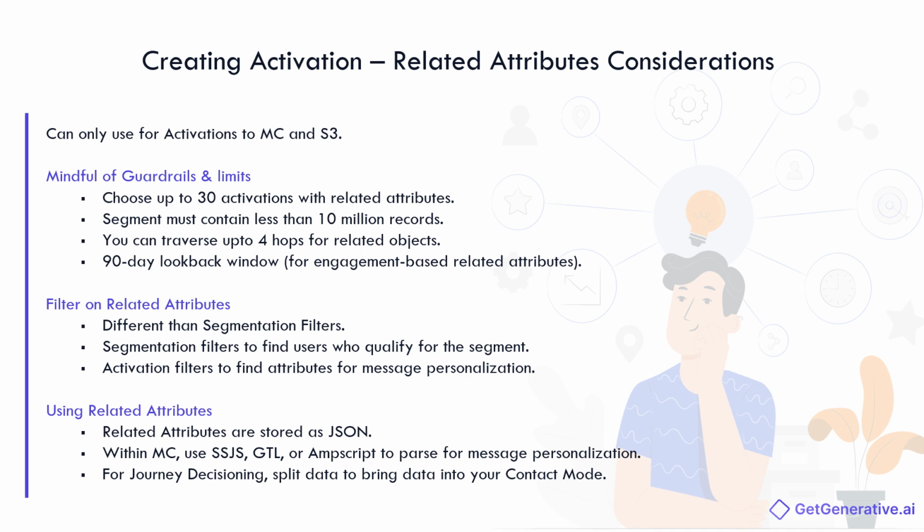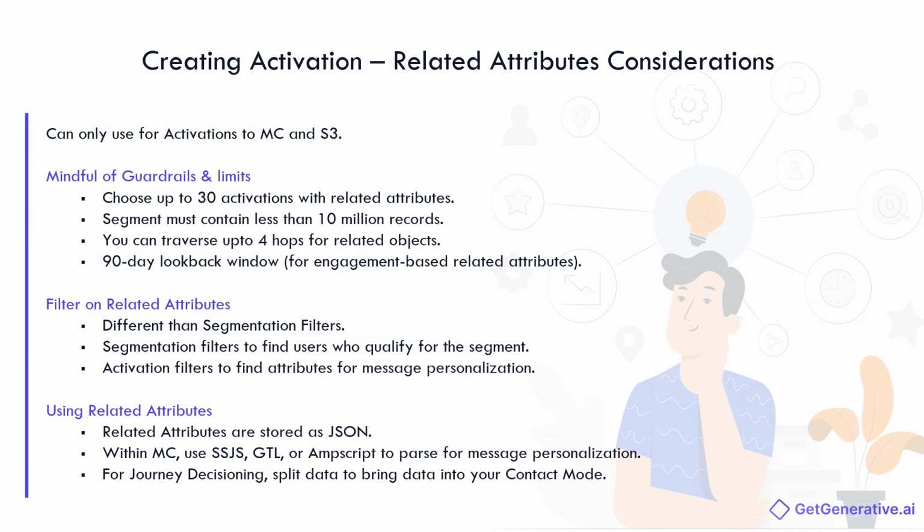There are certain guardrails and limits that we should be mindful of. We can choose up to 30 activations with related attributes. When I say related attributes, I mean the nested attributes; you don't have any limitation on the direct attributes. Eventually, the direct attributes will be very limited anyway. The related data model objects will have a limitation of 30 activations with related attributes. Your segment must contain less than 10 million records. If you have more than 10 million records, you will not have the related attributes option available, or you cannot choose it.